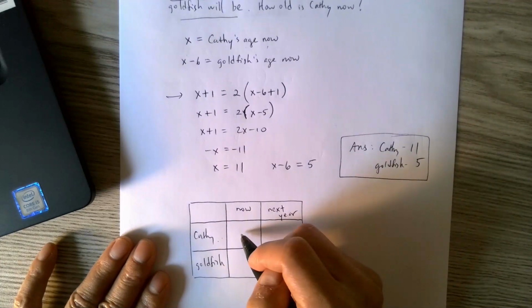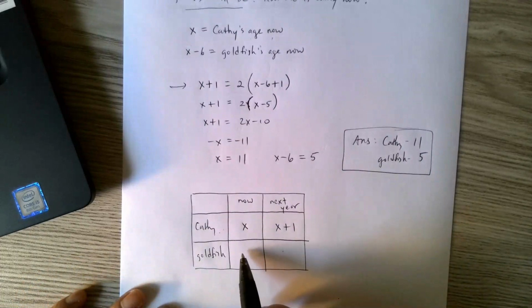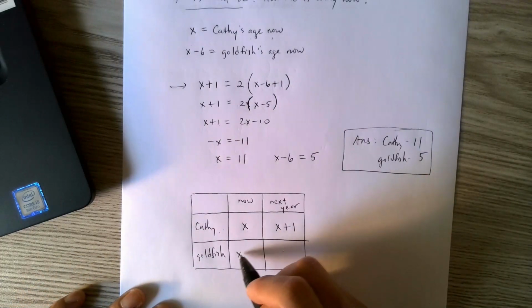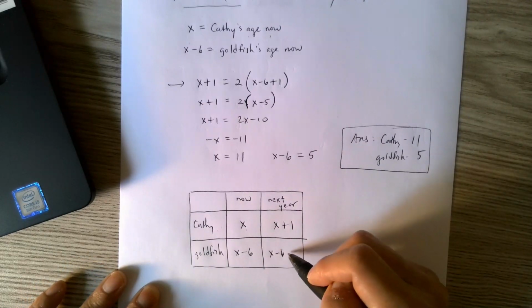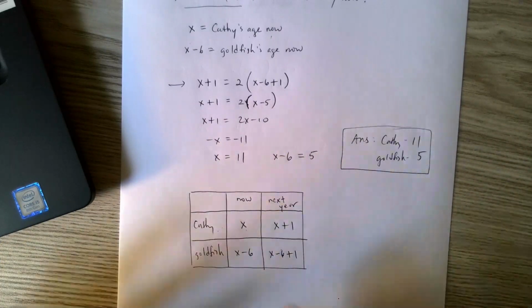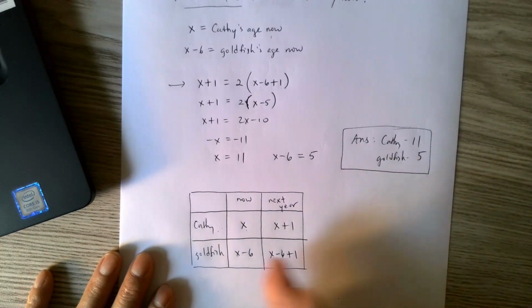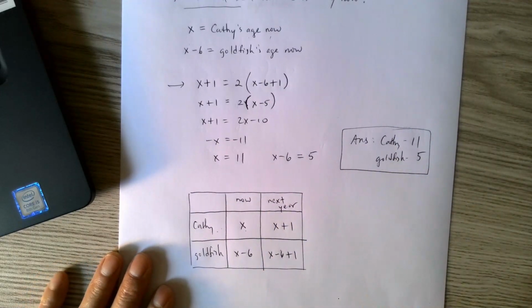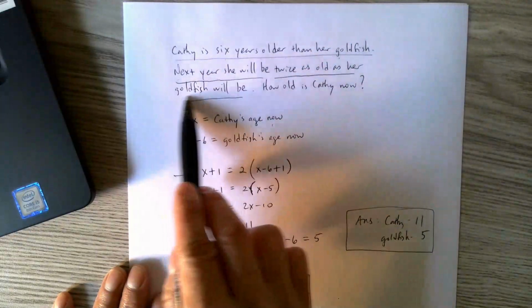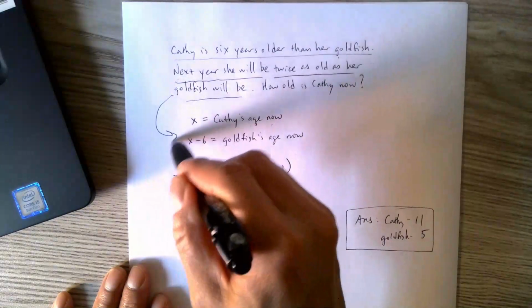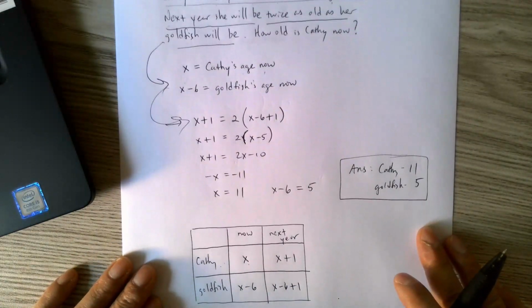So if Kathy is now X years old, next year she's X plus 1. If Kathy's X, then her goldfish is X minus 6. And next year, goldfish is X minus 6 plus 1. So it's just a different way of arranging the information given by the problem. Some people prefer seeing it in rows and columns, and some people don't care. They can just go straight from reading the text straight to setting up your variables, and then straight to setting up your equation. The choice is yours.